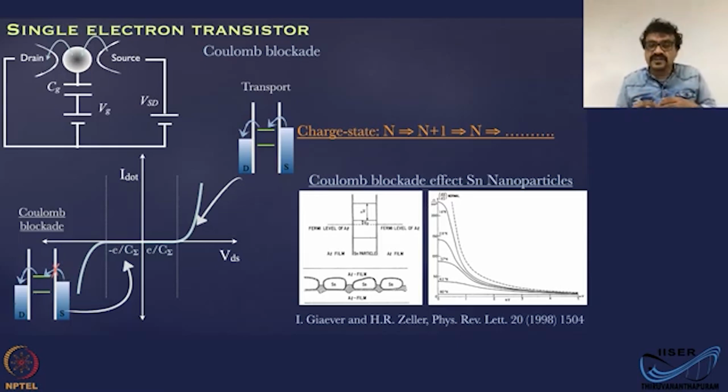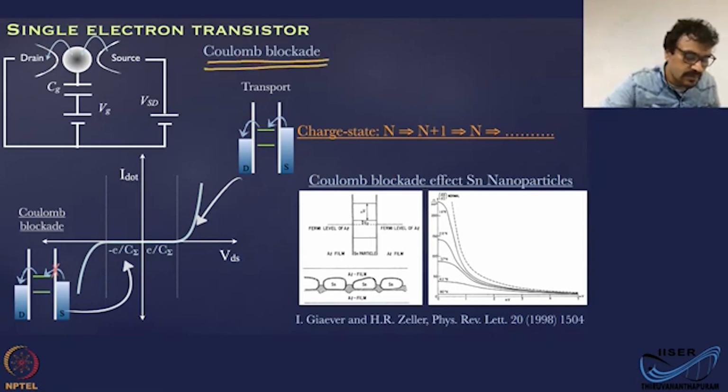That is the basic reason for observing the charging effect. The charging energy is there because you have Coulomb repulsion due to the existing charges already there, which is opposing the addition of further electrons. So this phenomenon of no current flowing through is called Coulomb blockade.